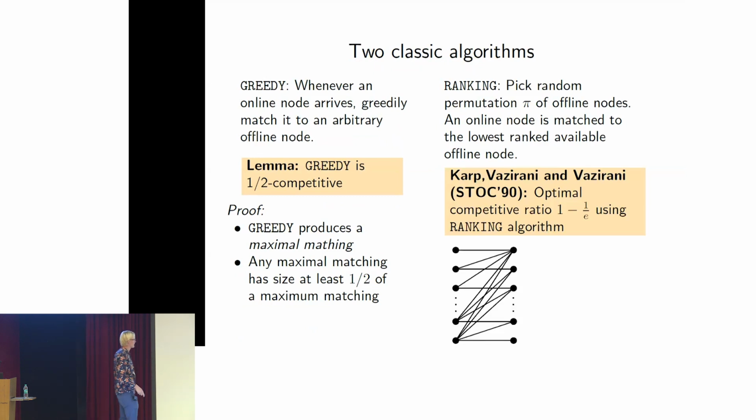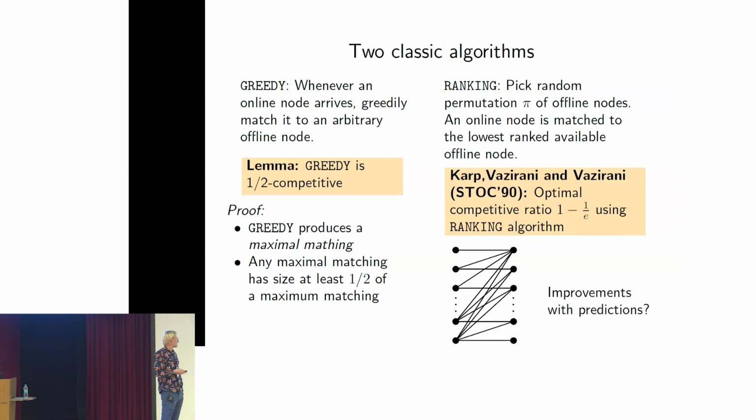They have this worst case example, which consists of n offline nodes and n online nodes. The first online node is connected to everything. The next online node is connected to a random subset of size n - 1, the next to a random subset of that of size n - 2, etc. This is very symmetric, so basically the best you can do is just match greedily, and if you analyze this, then you get 1 - 1/e.